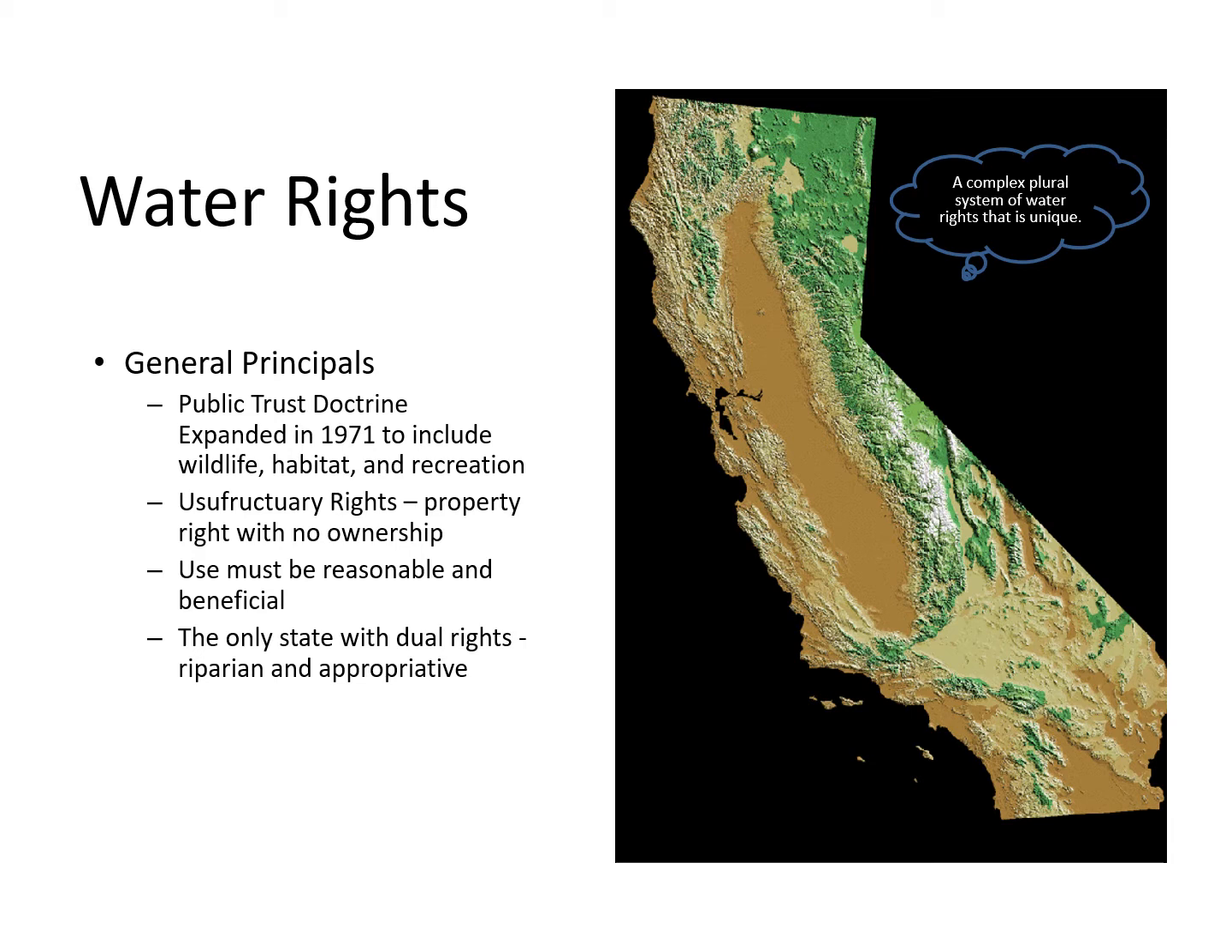It's also a usufructuary right, which means it's a property right, but you don't really own it. That sounds strange. And it's part of the California Constitution that all water use must be reasonable and beneficial. It's also the only state with dual rights, which is the plural system, which are riparian and appropriative rights.